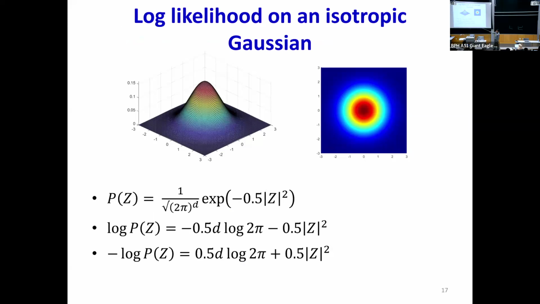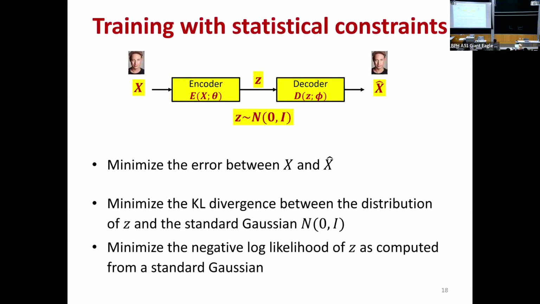If you take the log of that, that's just going to be 0.5 d log 2 pi from the first term, minus 0.5 norm z squared. The negative log is 0.5 norm z squared plus some constant, log of 2 pi times some constant. Anyway, this has this other property. If I want to impose a constraint on z, I want to minimize the error between x and x hat as before, but then I also want to impose this requirement that the probability distribution of z must be as close to standard Gaussian as possible.